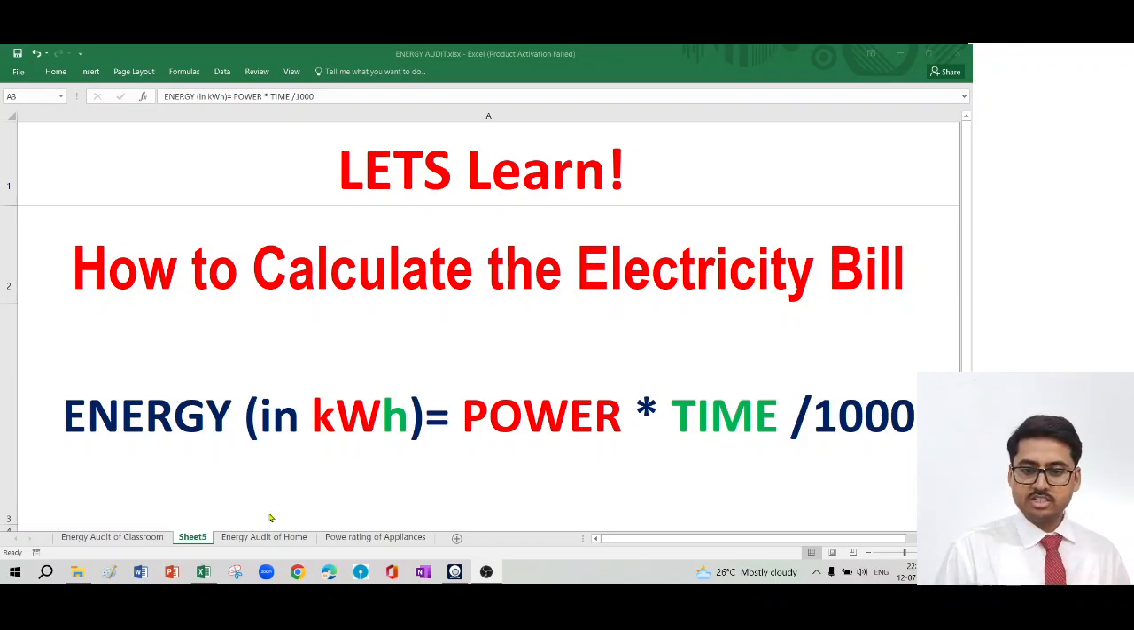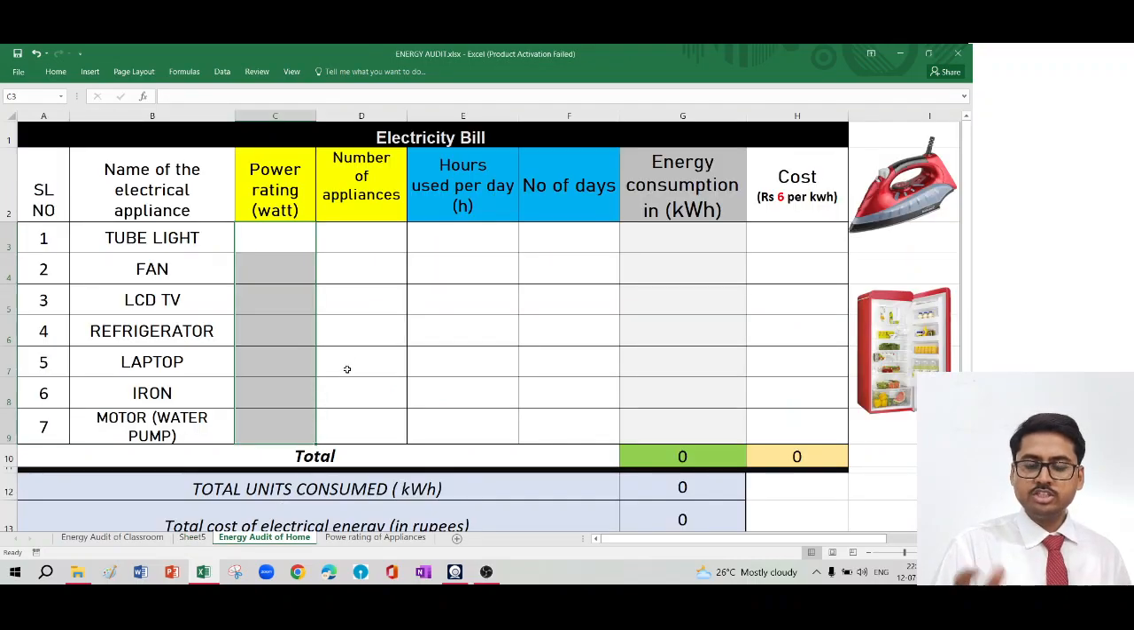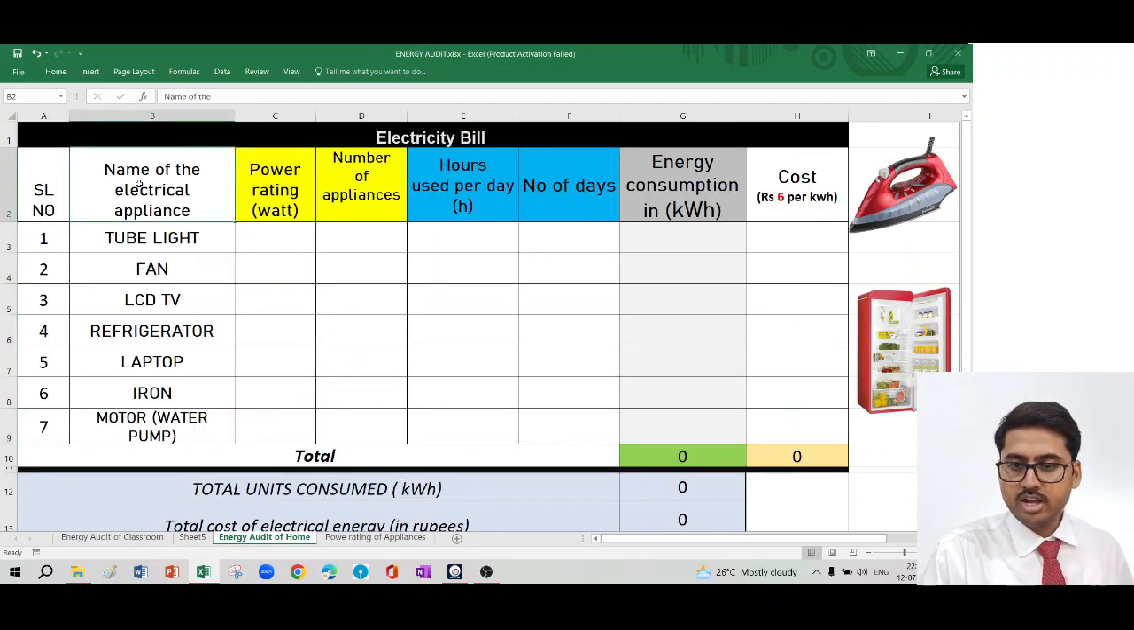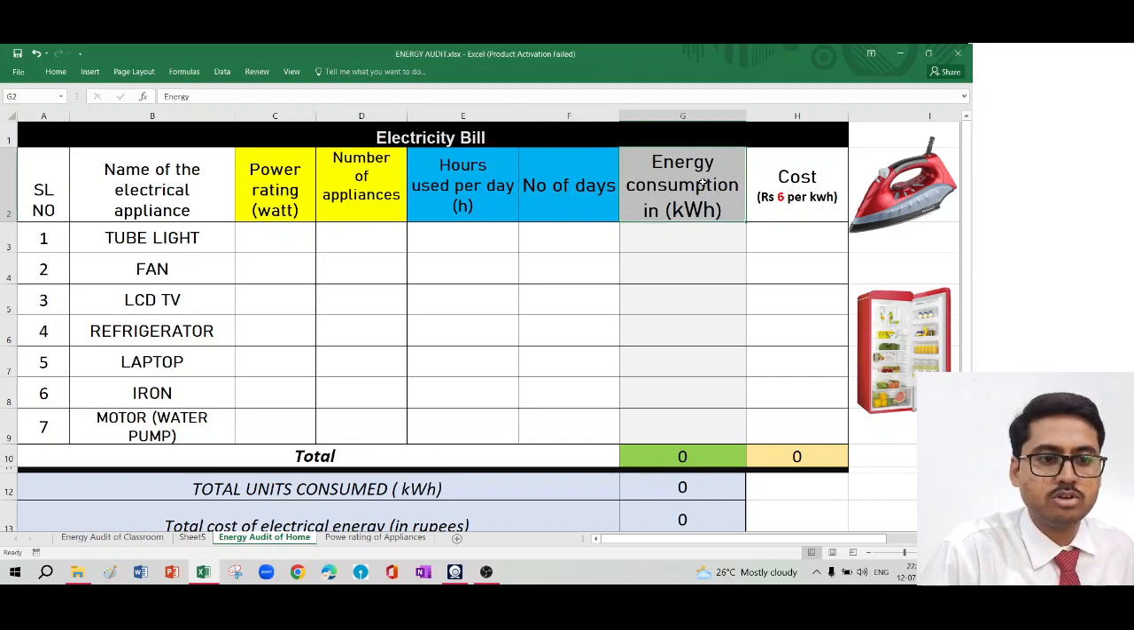So let us see the sheet which I have prepared for you. In this sheet you can see we have the name of the electrical appliances and the power rating of these appliances, then the number of appliances, then hours used per day, then number of days, and finally we can calculate the energy consumption in kilowatt hour.